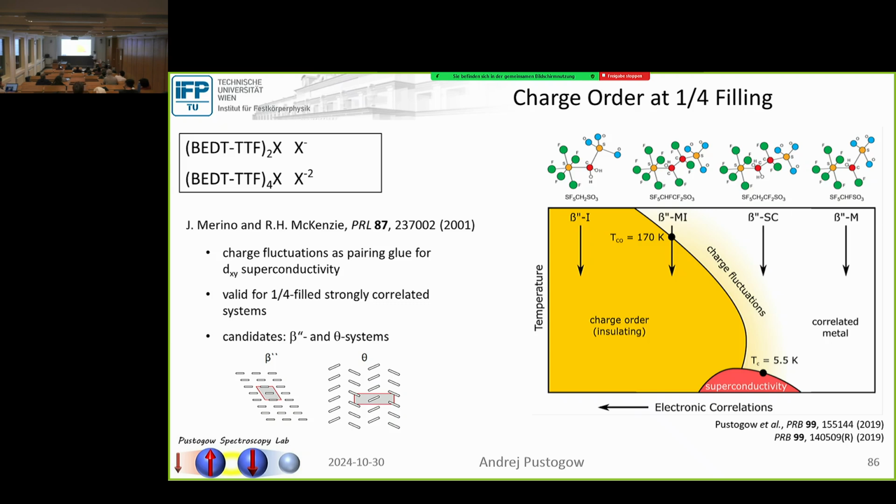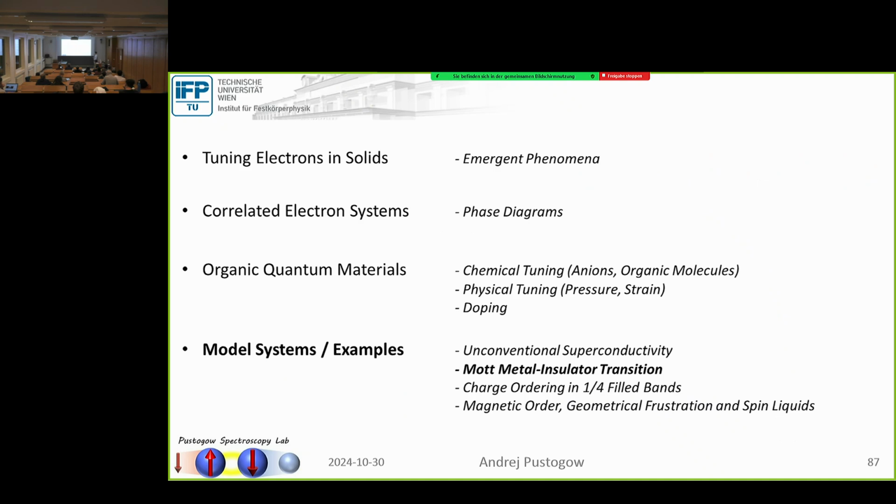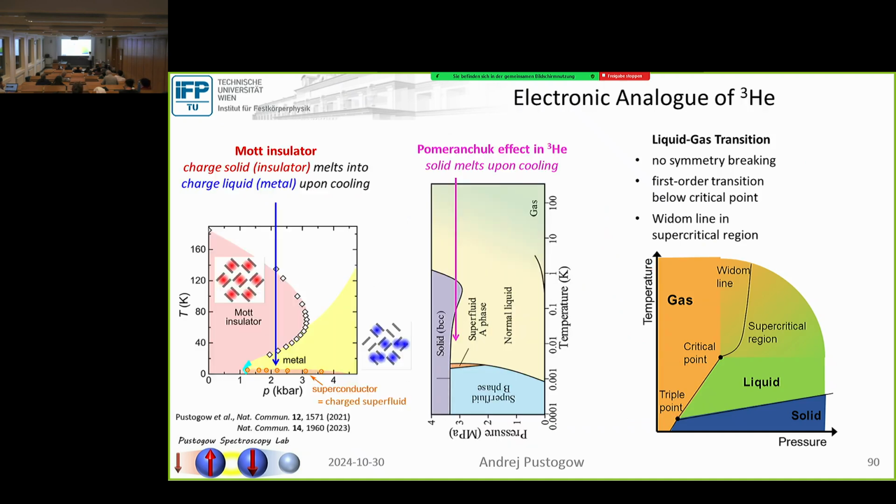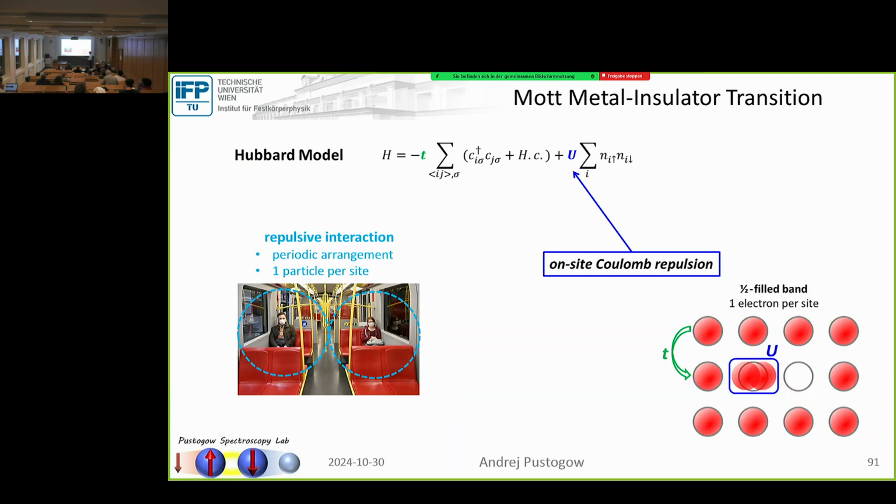This way one can realize charge ordering and superconductivity in between, which we will see in a second. But first we go to the Mott transition. I think this we can skip because we are far in time.